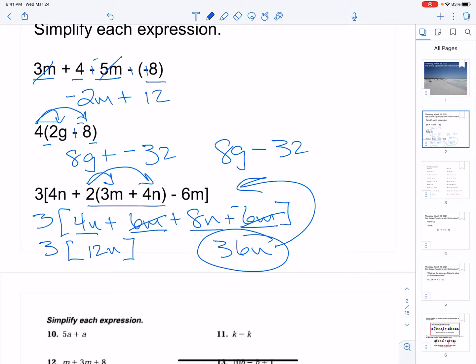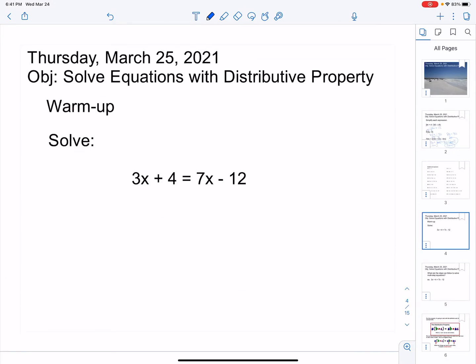Okay, so we're going to take it one step further. We're going to solve equations that involve the distributive property. So let's just kind of revisit this idea of solving an equation. If we remember correctly, there are a few steps that we have to follow. Step number 1, get the letters together on one side. Step number 2, get the numbers together on the other side. And then the last step is to solve. Okay, so let's see if we can do that.